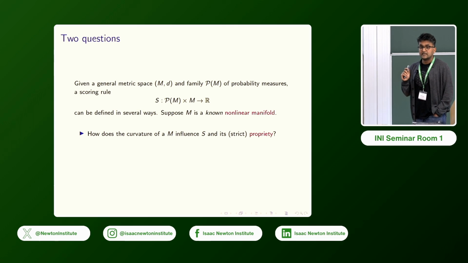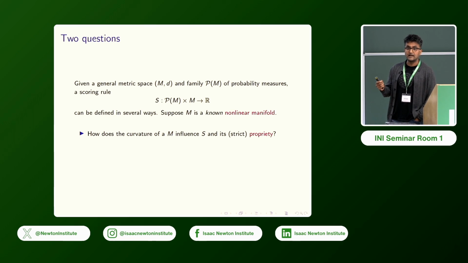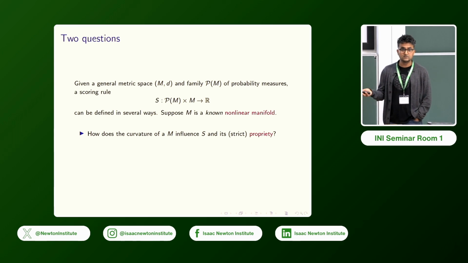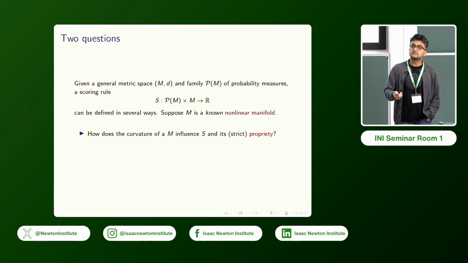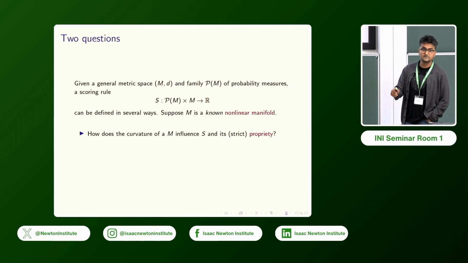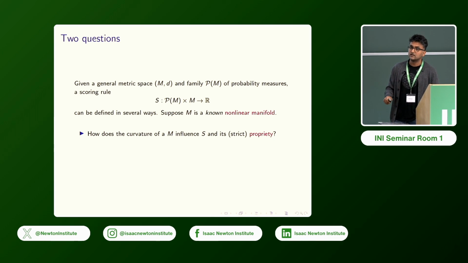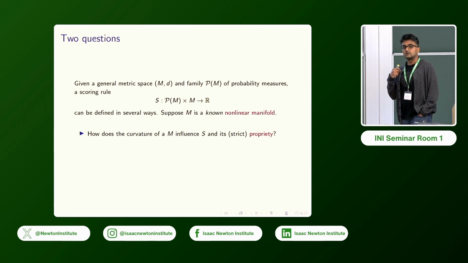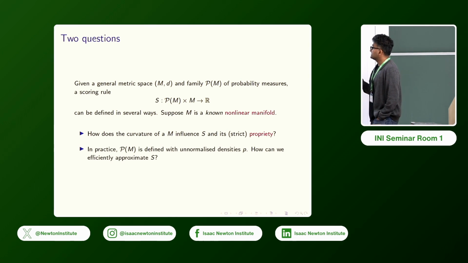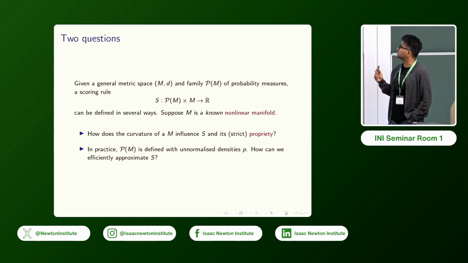So I will ask two questions. If the space I'm looking at is a manifold, that is, the data lies on a manifold, and it is a known manifold, this is not a manifold learning problem where you don't know the underlying manifold. Then how does the curvature, if at all, influence the performance of this scoring rule and its properties, especially whether it can be proper or, more importantly, strictly proper, if there's any relationship between the two. And then secondly, how would you actually compute it in practice? So I'll stick to these two questions.